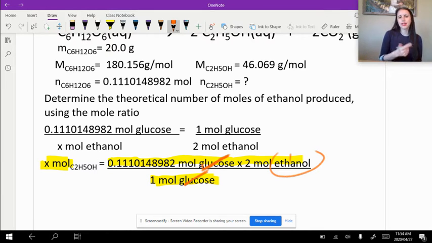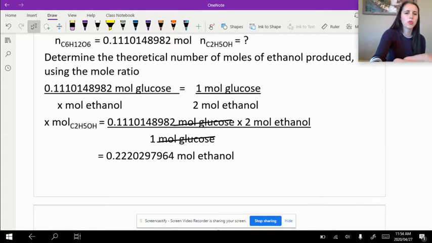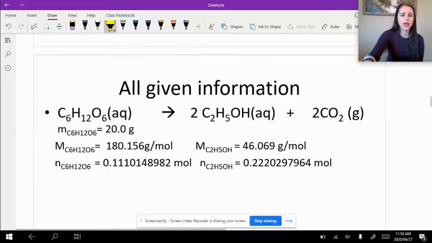So if I take that nice big long decimal there and multiply it by 2, I'm going to find that overall, my number of moles of ethanol is 0.22202, etc. So let's recap my steps again. I went from mass to moles. I did my molar ratio. The last thing I'm left to do is go from moles to mass, which is exactly what I want to do. I need to go from my number of moles of ethanol to my mass of ethanol.